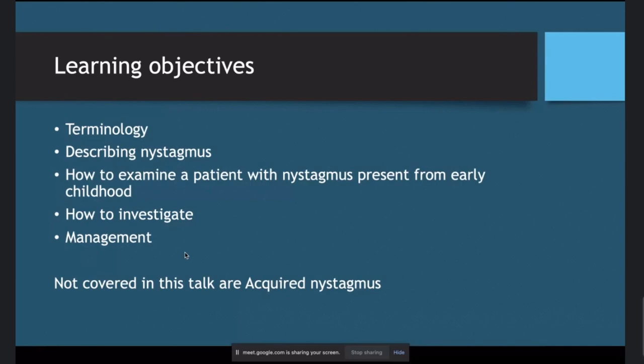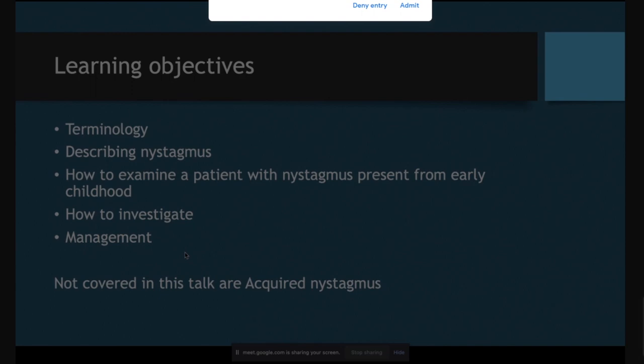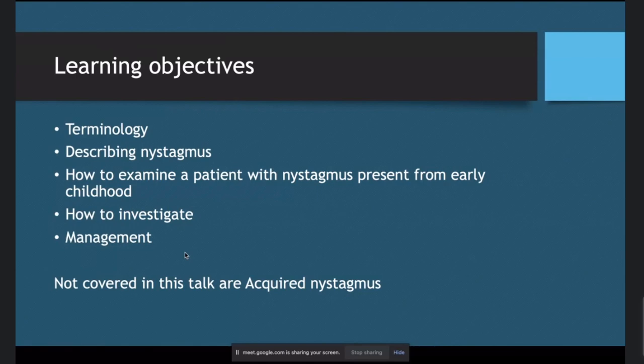The learning objectives of this talk: we're going to get comfortable with certain terminology that is used in nystagmus literature. We're also going to learn how to describe a nystagmus when you see one. Then we're going to see how to examine a patient with nystagmus that is present from birth or early childhood. And once we finish examining the patient, we're going to learn how to investigate such patients. Do you need to investigate everyone? If yes, who do you need? What do you need to order? What is not covered in this talk is the approach to acquired nystagmus. That is a separate talk, and I'm happy to do that as a short talk another day.